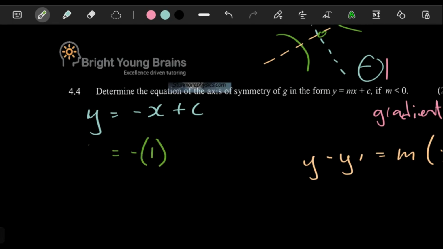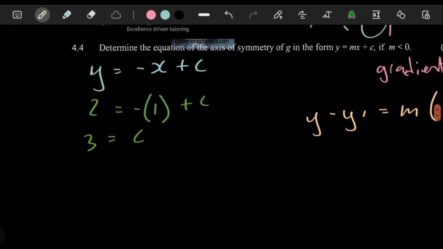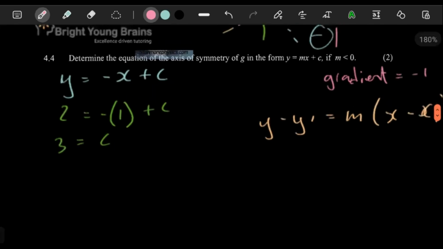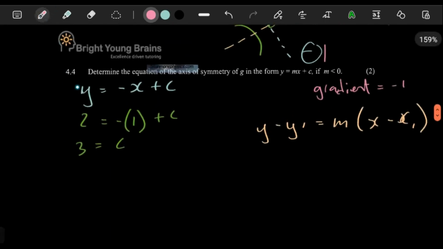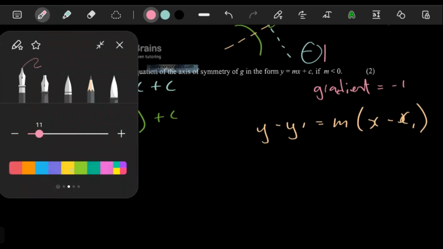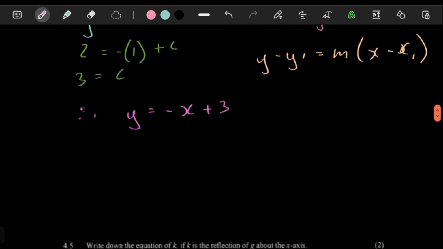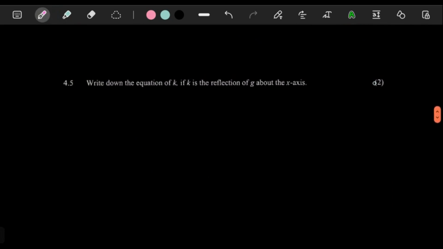No, the x value was 1, yeah. And then here, the -1 goes to the other side, right? So it's going to be 2 plus 1, which is a 3. And then what? Yeah, c is equal to 3. So what is next now? What do I mean by what is next? I mean exactly that. We got c, so you can say therefore y is equal to negative x plus 3. Whew, okay. This is for 2 marks, right?